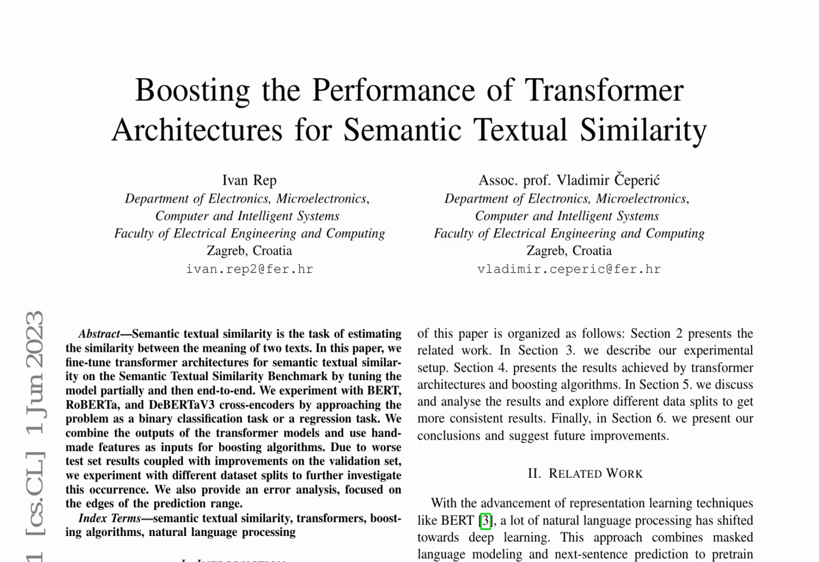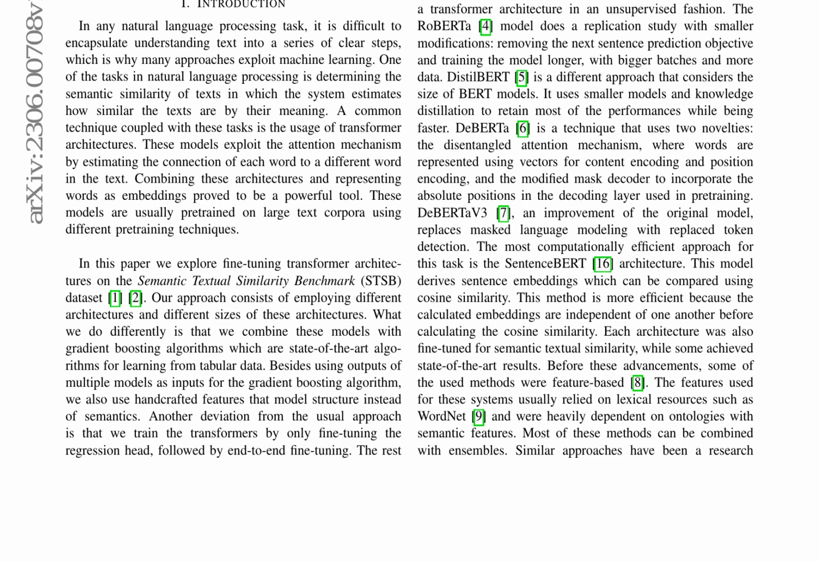This research paper delves into the fine-tuning of transformer architectures on the Semantic Textual Similarity Benchmark (STSB) dataset, employing various models and sizes. The approach integrates outputs from multiple transformer models with handcrafted features as inputs for gradient boosting algorithms. It also entails fine-tuning the regression head followed by end-to-end fine-tuning. The paper delves into related work, experimental setup, results, analysis, and future improvements.